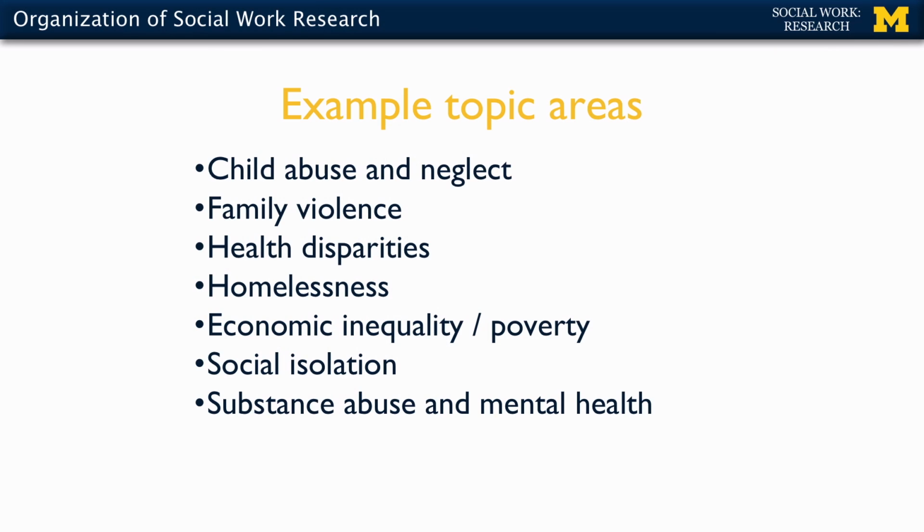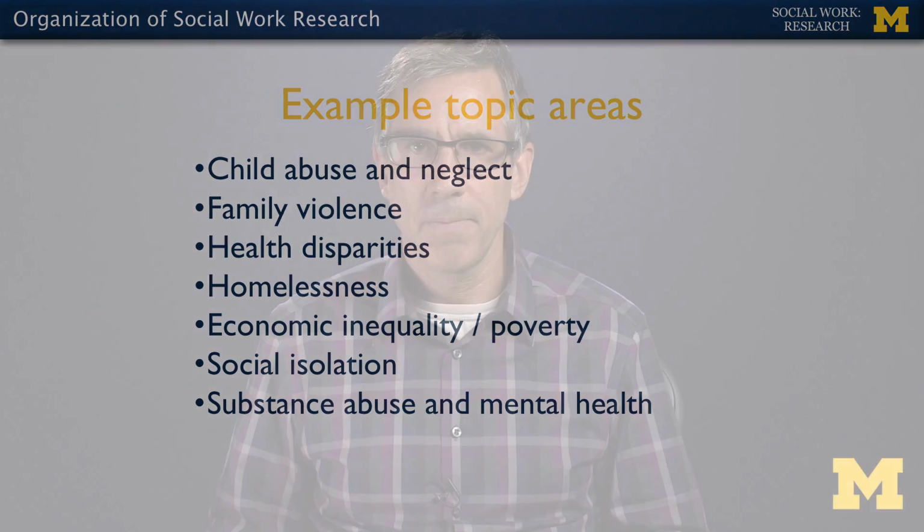We've got many different topic areas within social work research. It's not narrowly defined by just a few. For example, we can study child abuse and neglect, family violence, health disparities, homelessness, economic inequality and poverty, social isolation, substance abuse, and mental health. These are just a few of the many example topic areas that make up social work research.